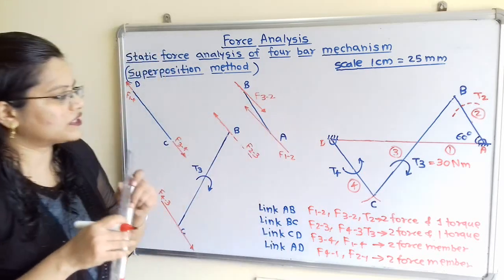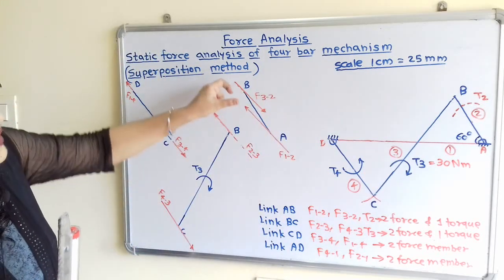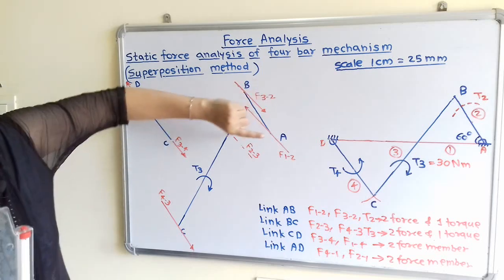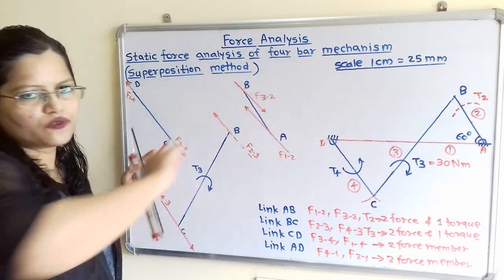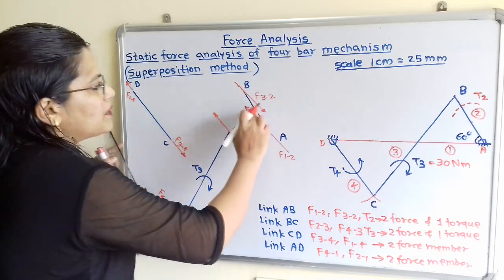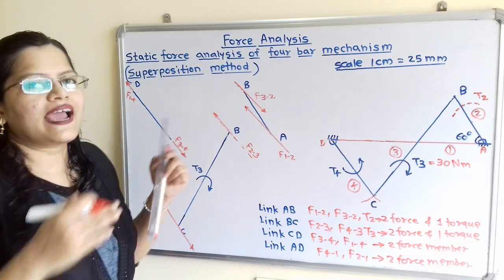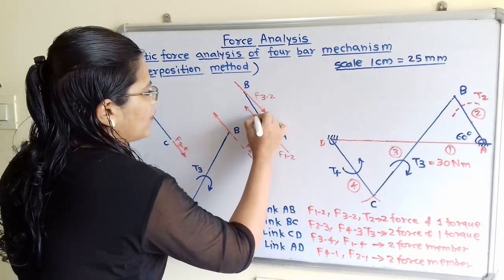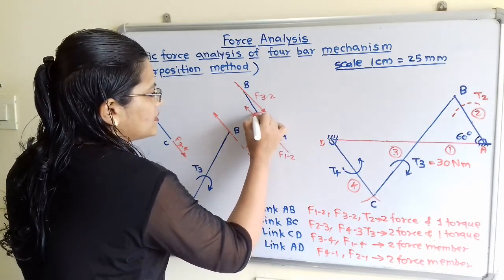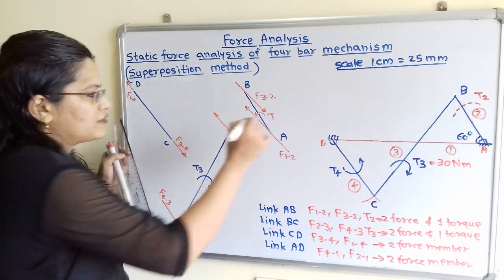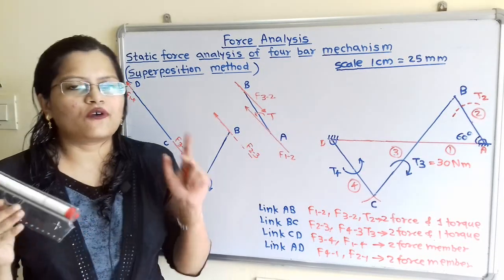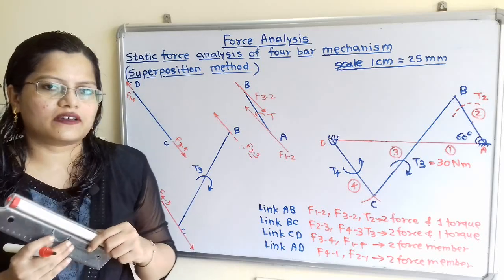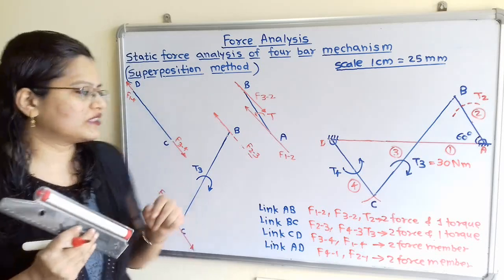Now if we observe, these two forces form a couple, because this force will move in this direction and this force will move in this direction. So there should be a torque and that will be in anti-clockwise direction. So we have to show here the torque which is in anti-clockwise direction. So this is the direction of the torque. Now we have to find out the magnitude of the torque. So how to find out the magnitude?